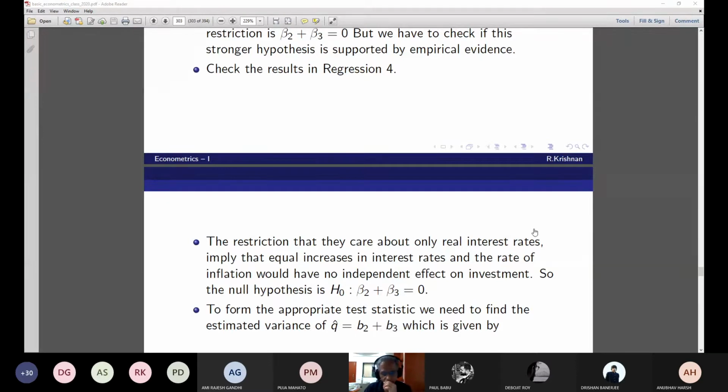Hari Prakash, can you calculate the variance of Q hat? Yes, sir. How will you calculate? B2. Sir, variance of coefficient of B2 plus variance of coefficient of B3. That's all. Minus... the variance of the left hand side equal to the variance of the right hand side. You are right. VAR B2 plus VAR B3.